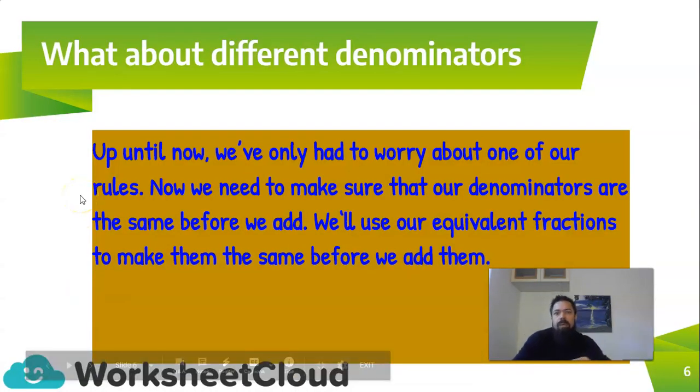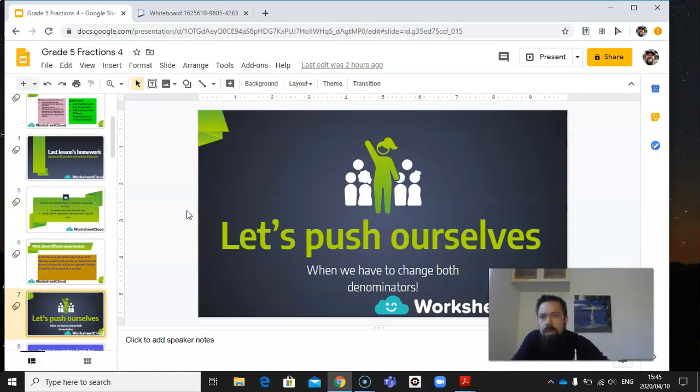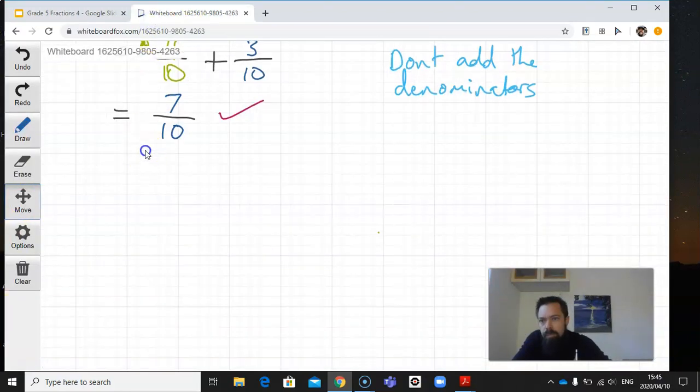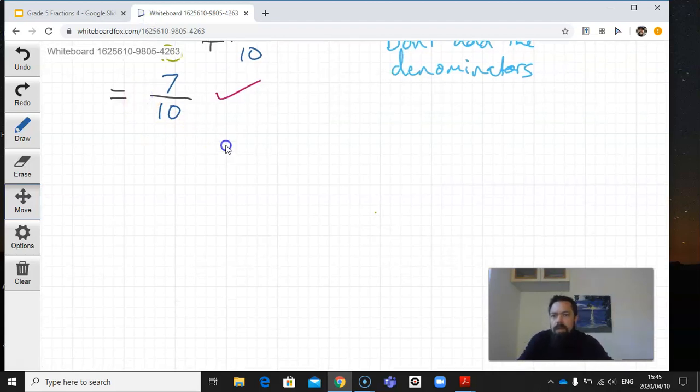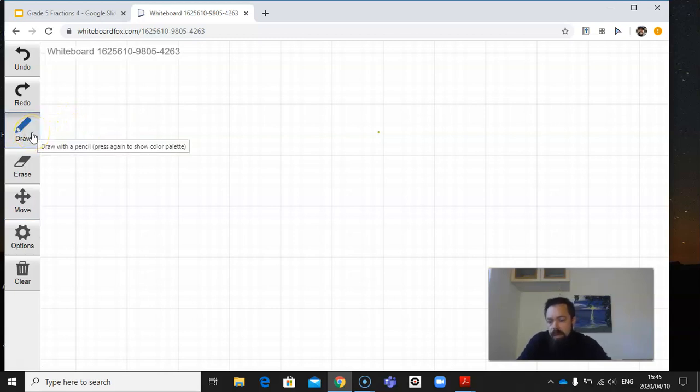So up until now, we've only had to worry about one of our rules. Okay, so this is where we're going to push ourselves by looking at both denominators. So again, I'll do two or three examples like this, and then we'll let you have a go by yourselves, and then I'll work through them, and then you can see what you can manage with the homework.